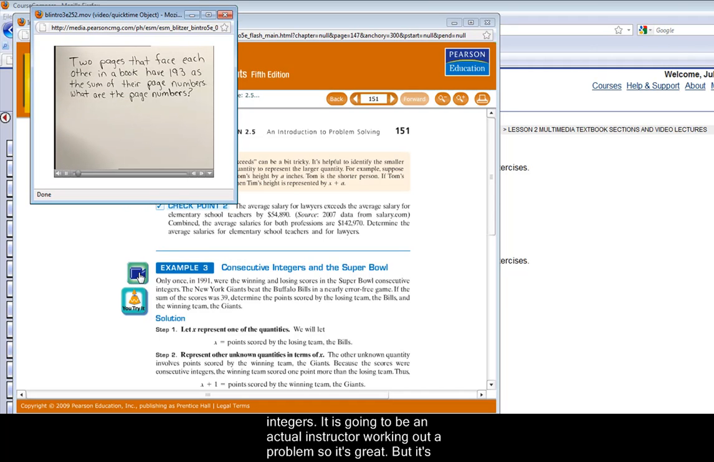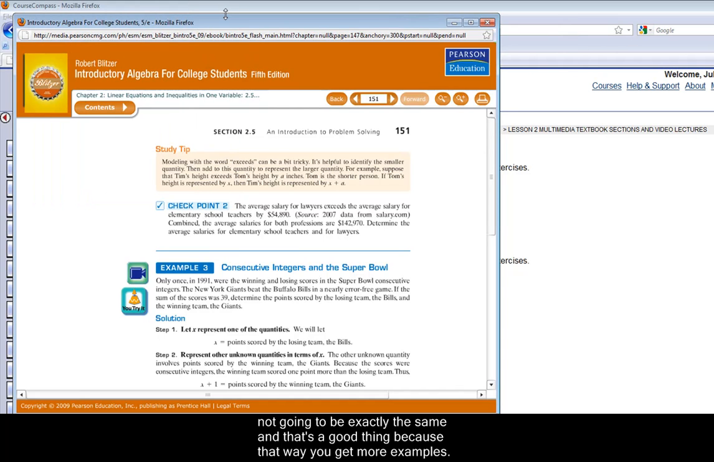Two pages that face each other in a book have 193 as the sum of their pages. It is going to be an actual instructor working out an actual problem, so it's great, but it's not going to be exactly the same. And that's a good thing, because that way you get more examples. You have another you try it problem where you could try a consecutive integer problem.